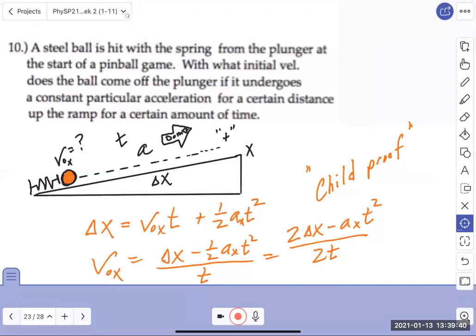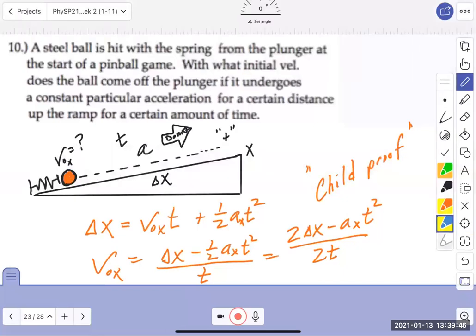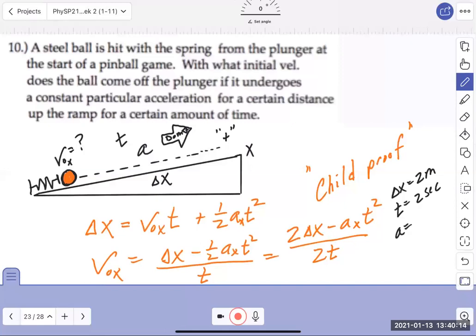If I gave the magnitudes, let's try it. Check this out. This is the last problem we want to do. Let's say that delta X is 2 meters. Let's keep my numbers simple. Let's say that T is, keep it simple, 2 seconds. Okay, fine. And then let's say that A is 3 meters per second squared. Let's say we tell the kid those are the magnitudes, an eighth grader.